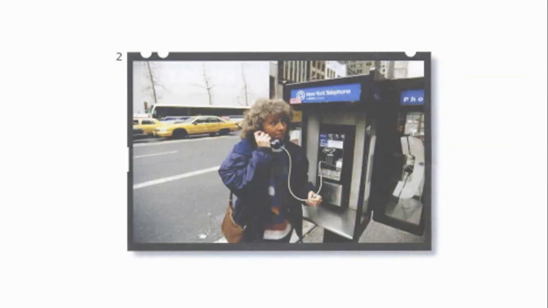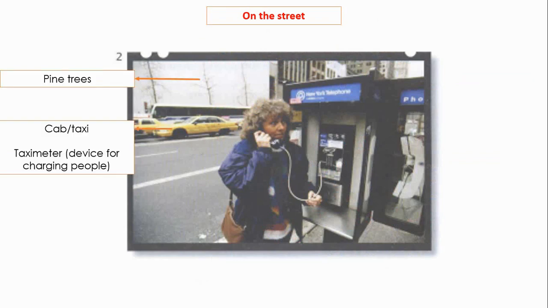In the second picture, we have this lady. Where is she? She is on the street. And on this street, there are pine trees, and there is a taxi. Another name for taxi is cab. Inside the cab, there is a taximeter. The taximeter is what we call in Costa Rica La Maria, and that's the device for charging people.